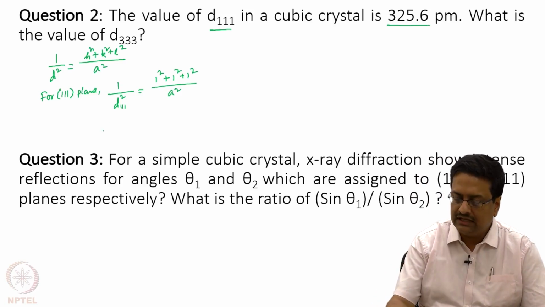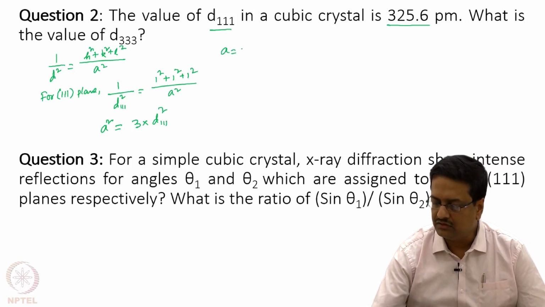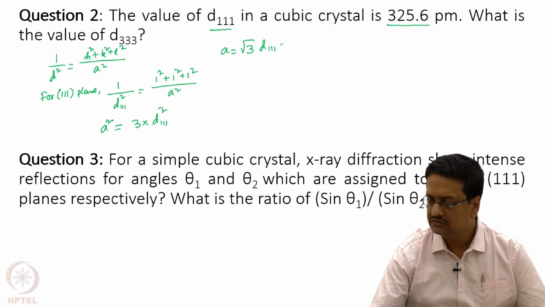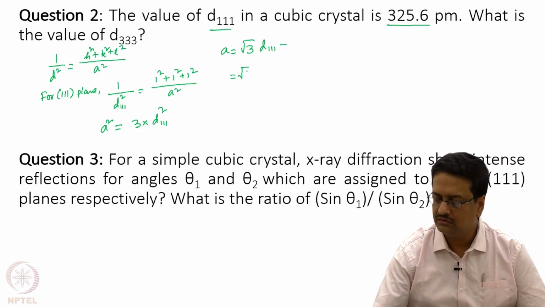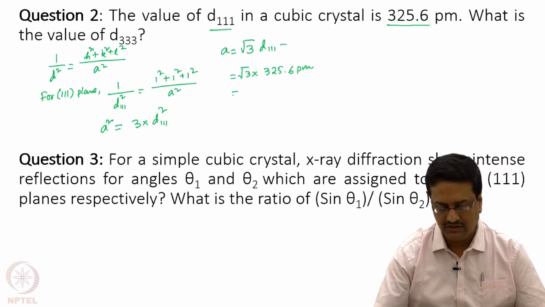So we can write a square equal to 3 into d111 square, or simply a equal to root 3 d111. So that means it is equal to root 3 into 325.6 picometer, which is equal to 563.9 picometer.